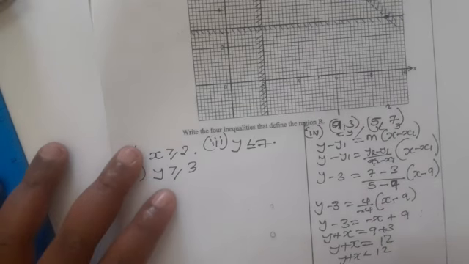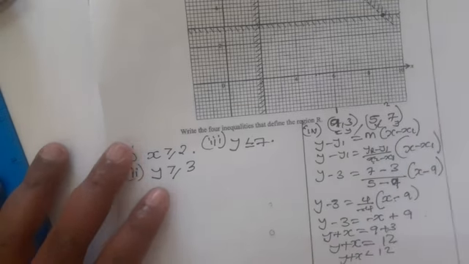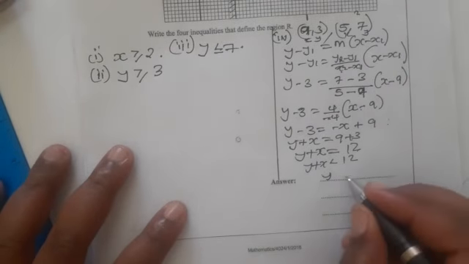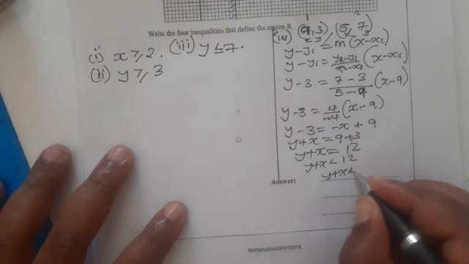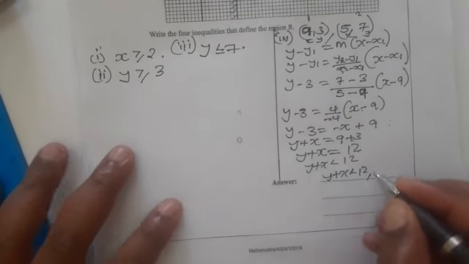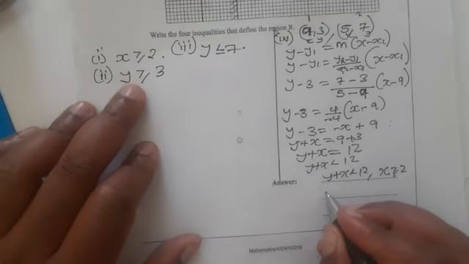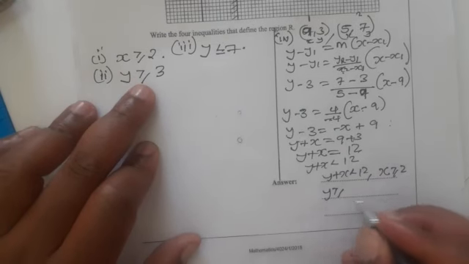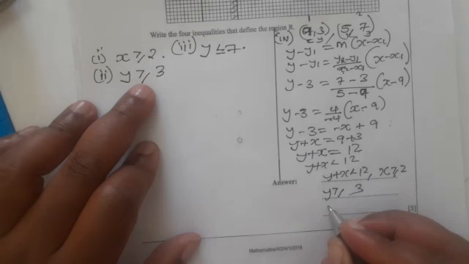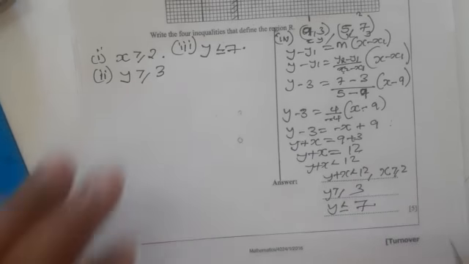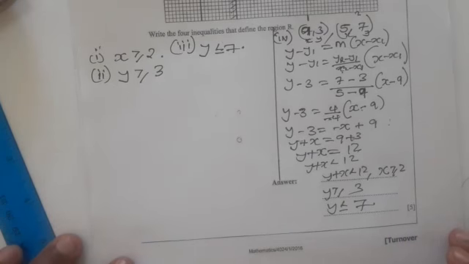So you say the first one here, you write, say, y plus x is less than 12, comma, you can even say x is greater or equal to 2. Then the other one is y is greater or equal to 3, and you can say y is less or equal to what? 7. Okay, that's how you get that one. All right, thank you.